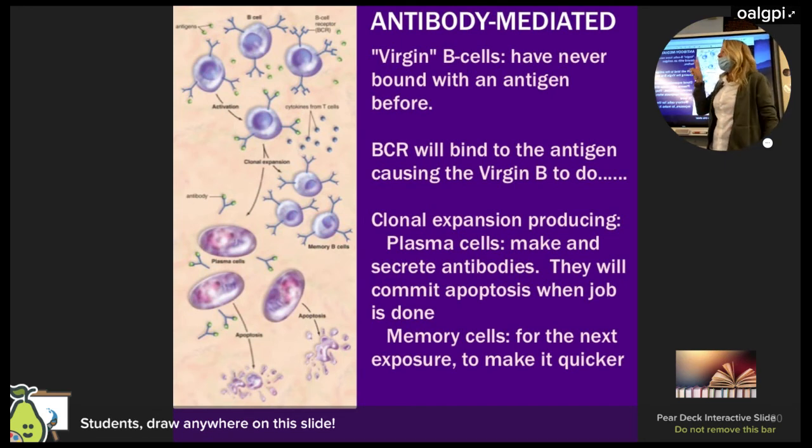The B cells will make two. What are the two it makes? Memory cells for next time, and those plasma cells will secrete, whereas the virgin T cell will form cytotoxic T cells, cell-to-cell combat. What else? Helper T cells to amp up the response. Memory T cells. Good. All right.